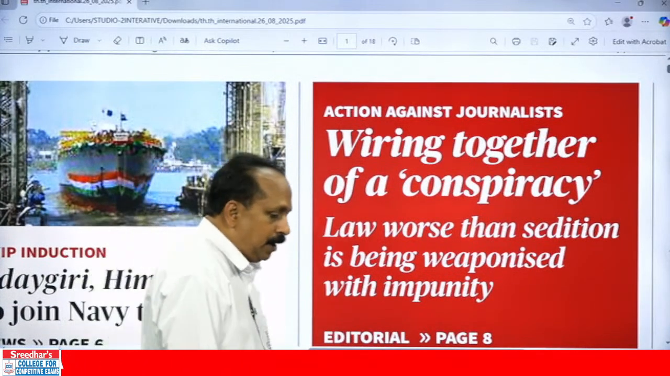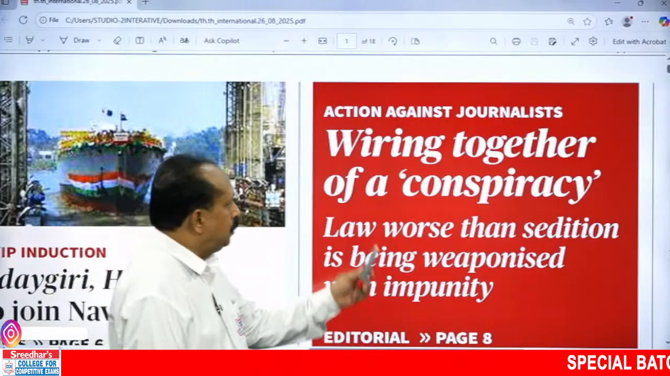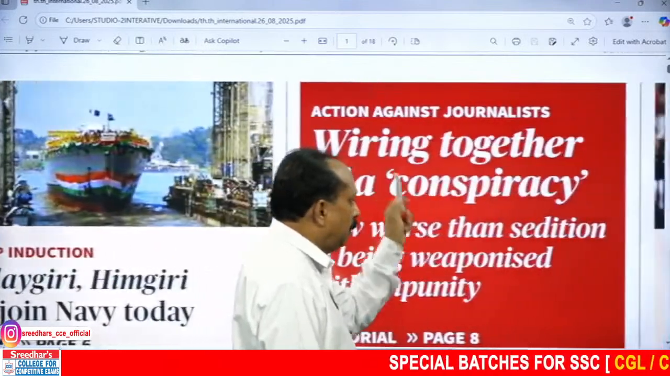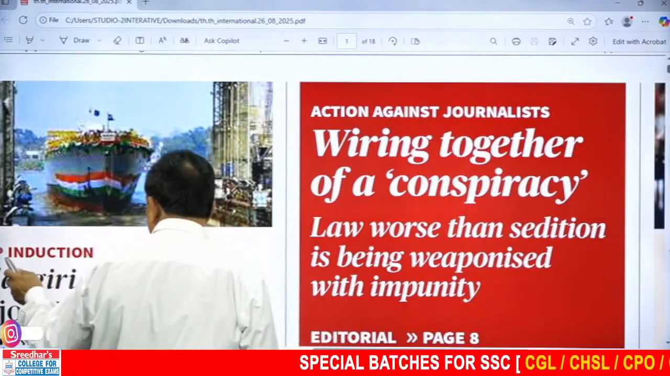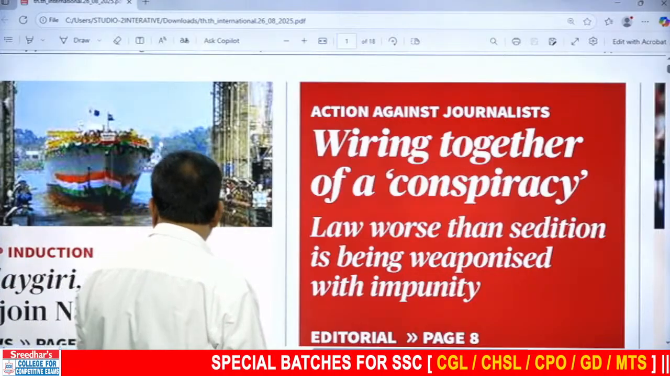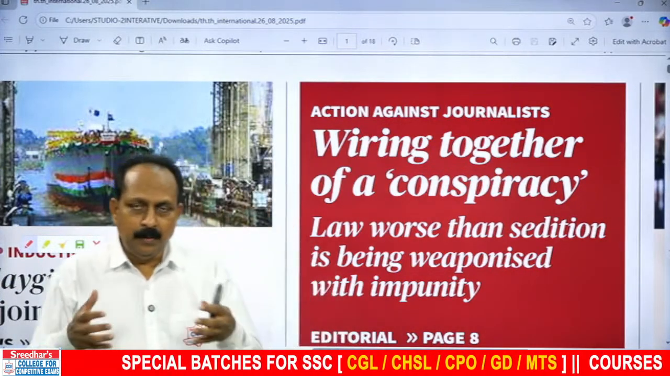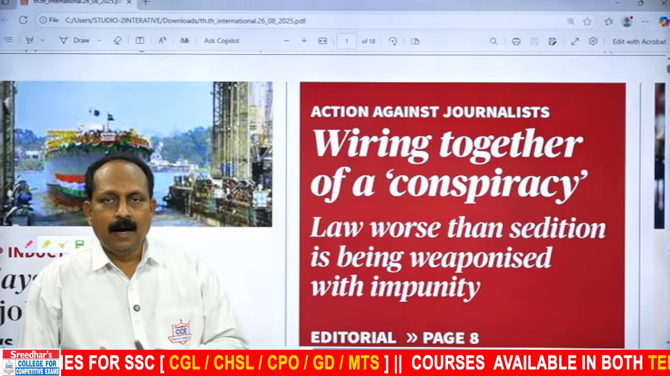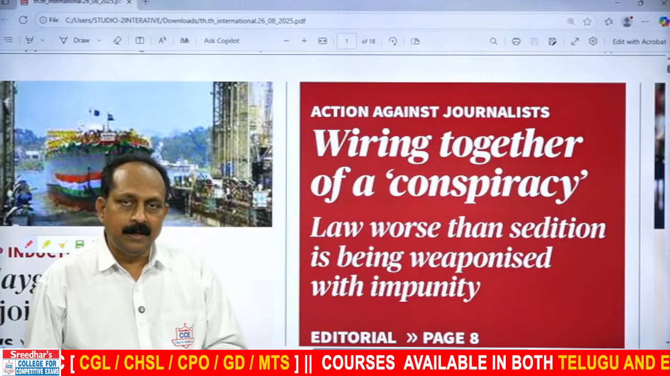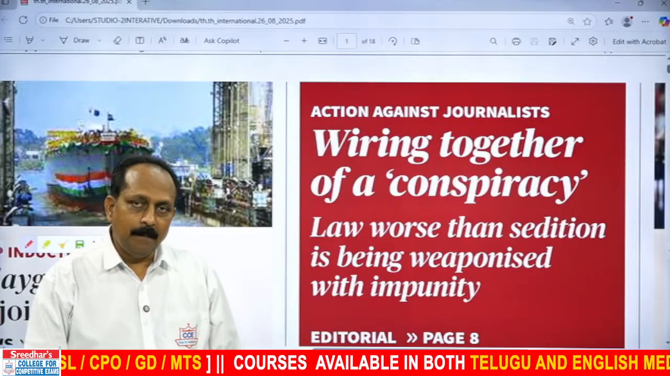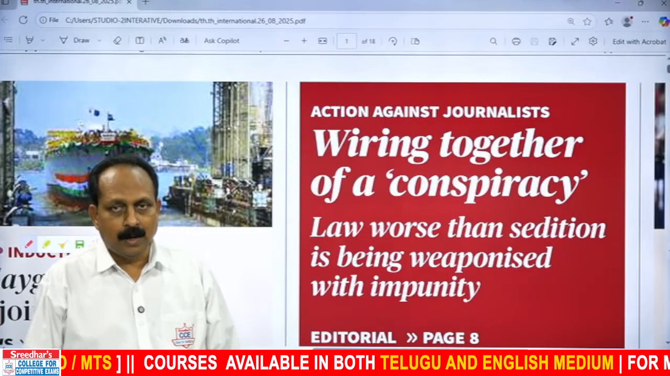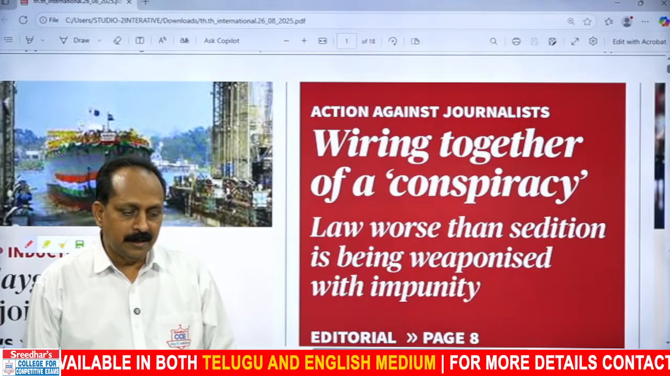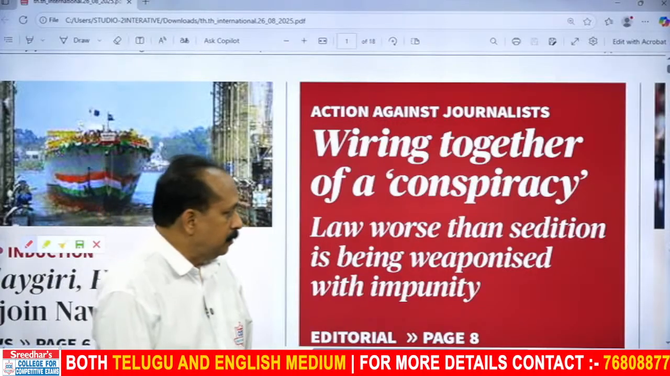Coming to the next one, very important, so many important words are there. Action against the journalists. And here you see wiring together of a conspiracy. Wiring together means what? Bringing together, joining also you can say. Usually wires, what do we do? We try to join. And this goes with joining certain things, to the extent of calling it a conspiracy. What is the meaning of conspiracy? You try to do something illegal or negative, joining hands with someone in a secretive manner, that is called conspiracy.